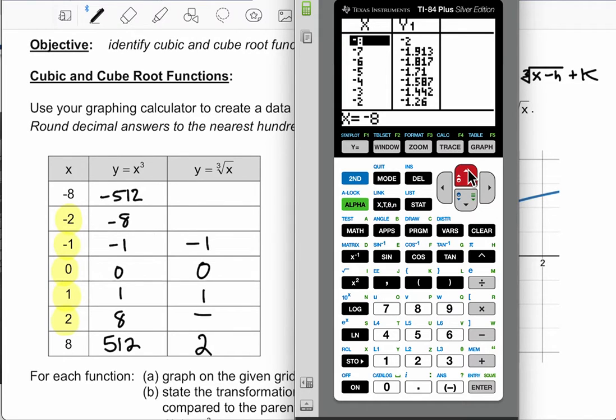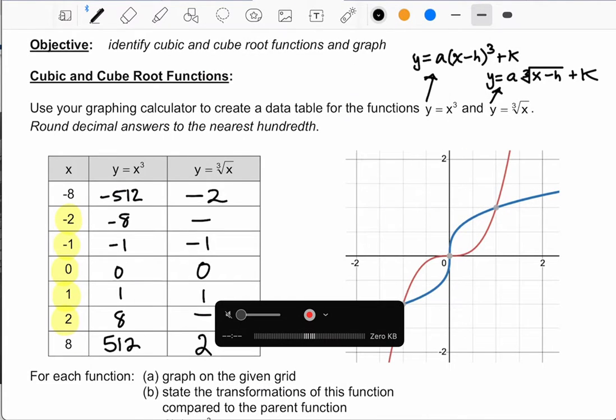-2 gives me a decimal, ignore it. -8 gives me a -2. All right. So you can get your parent function from the calculator. You could actually get the entire graph from the calculator, but I find it's a little bit more straightforward to plot the parent and then see how everything relates to that parent. All right.